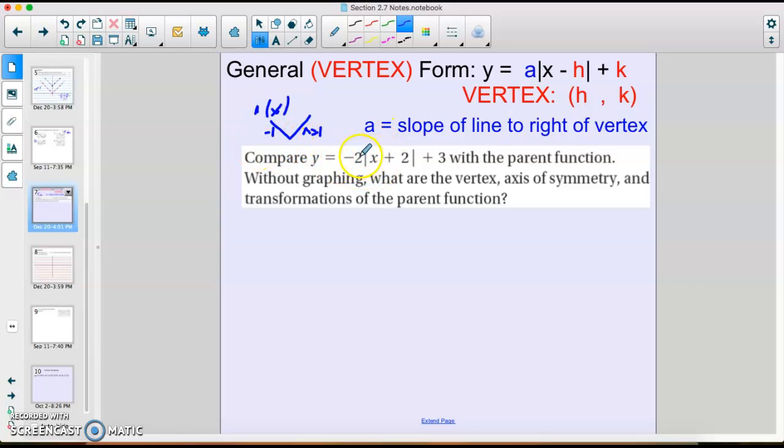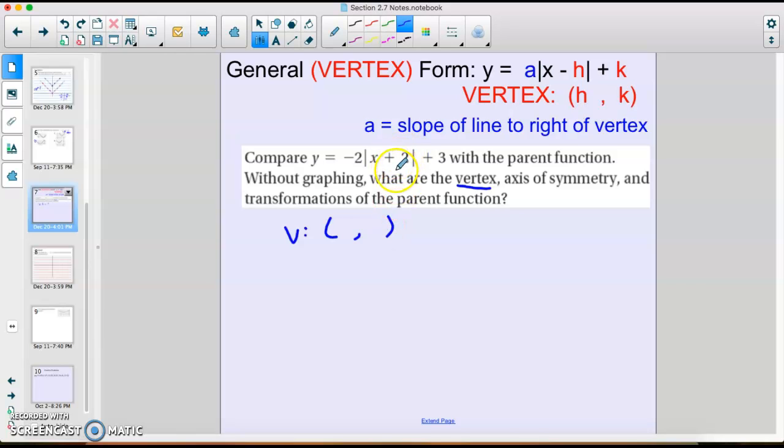All right, so here we're not going to graph it. We're going to find the vertex, the axis of symmetry, and then the transformations that happen from the parent function. So first off, we take a look at this formula right here. Well, first off, let's do where's the vertex at? So the vertex is at point what?